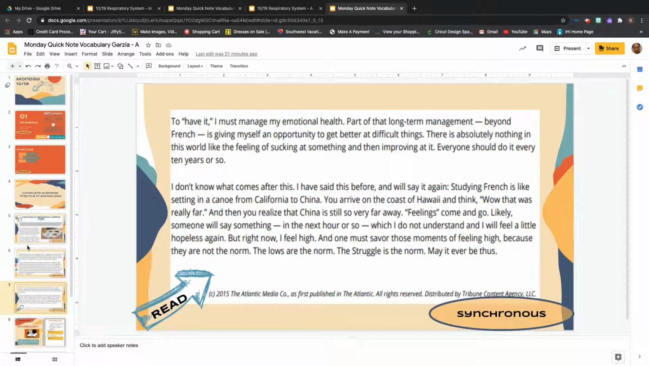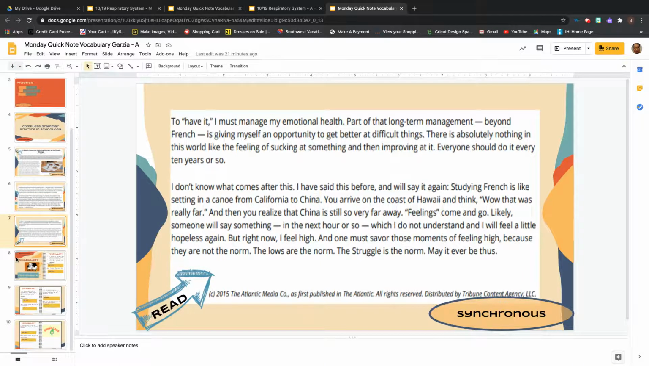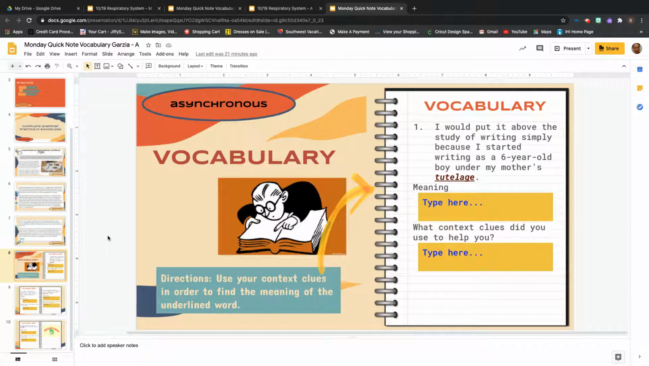Okay, so now that we've read our article, there are a couple words in there that we do not know, and we're going to try to define them. Your goal is to read this passage for each word, and it's on the next 3 slides, and then tell me what you think it means. You're not using the dictionary. We just want to know from your own brain what you think it means, and then what helped you figure out what it meant. So, number 1: I would put it above the study of writing simply because I started writing as a 6-year-old boy under my mother's tutelage. You'll type what you think it means and what the context clues were that helped you figure that out.